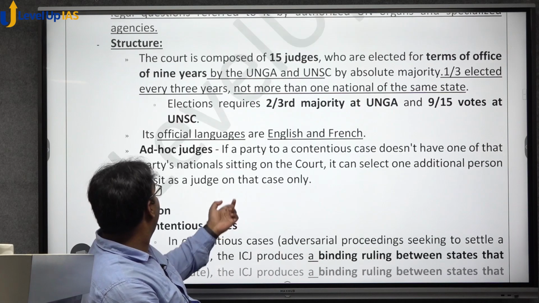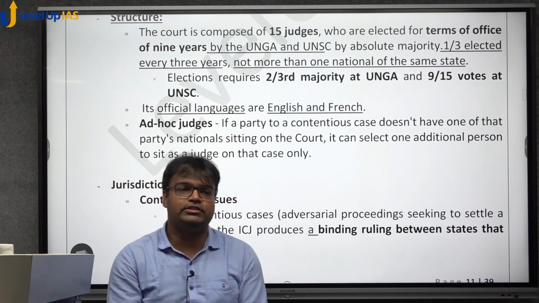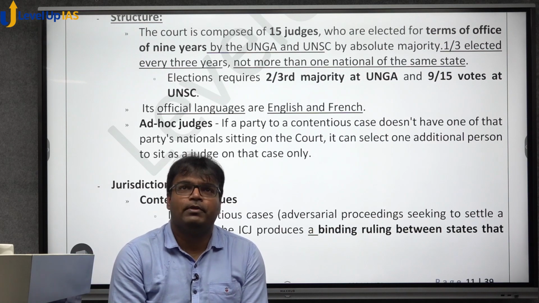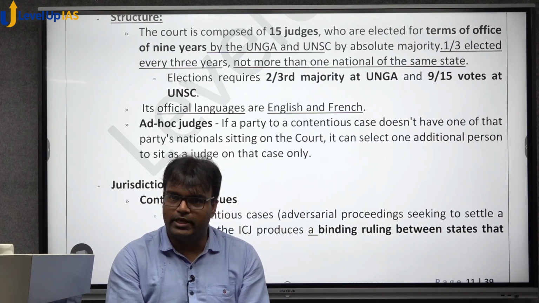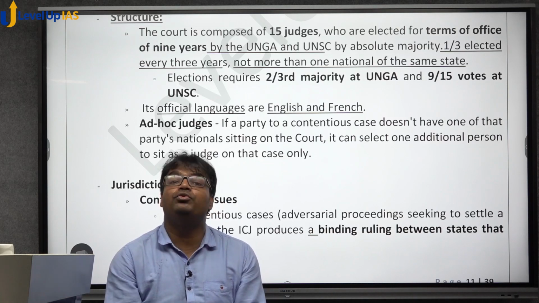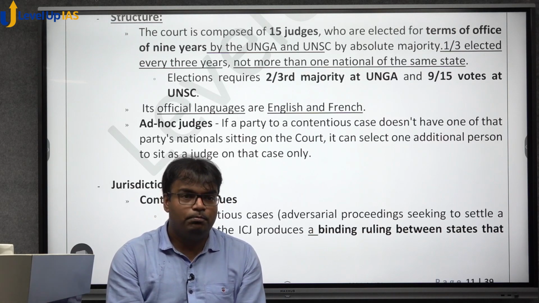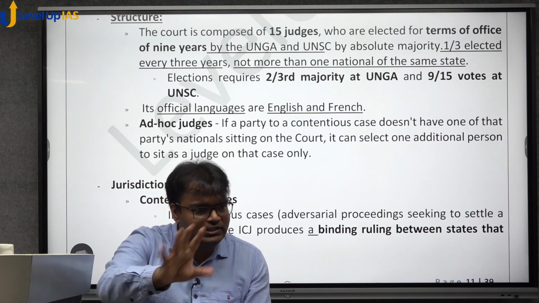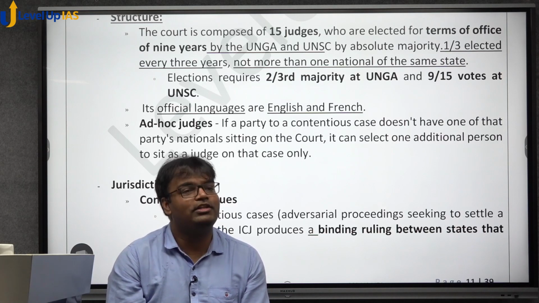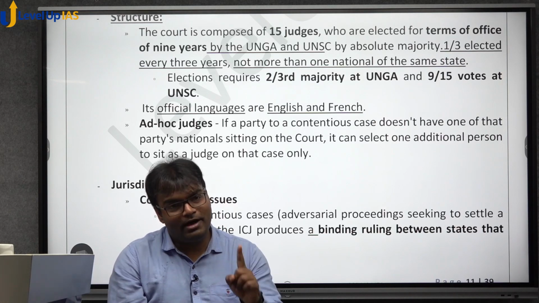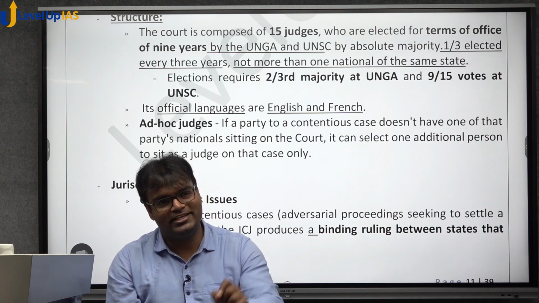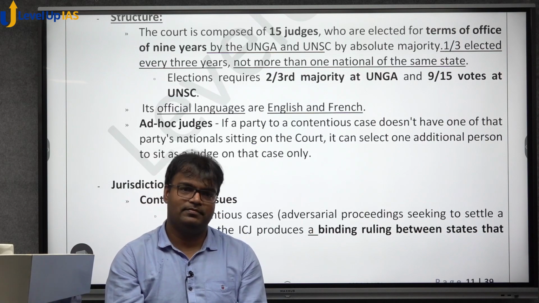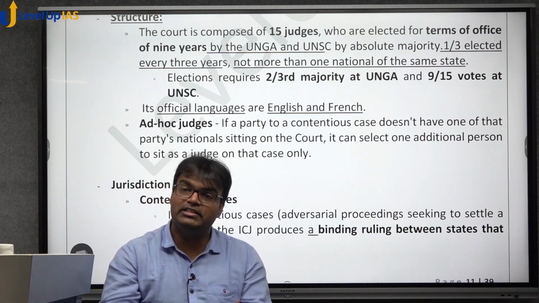Now, there's also a provision of ad hoc judges. What is this provision of ad hoc judges? The provision basically is this. Suppose an India-Pakistan dispute was there, and it went to the International Court of Justice. But no Pakistani judge is there on the bench. Among those 15 judges, an Indian judge is there, but a Pakistani judge is not there. In that case, Pakistan is allowed to send a judge there as an ad hoc judge, as the 16th judge. This is the system of ad hoc judge.